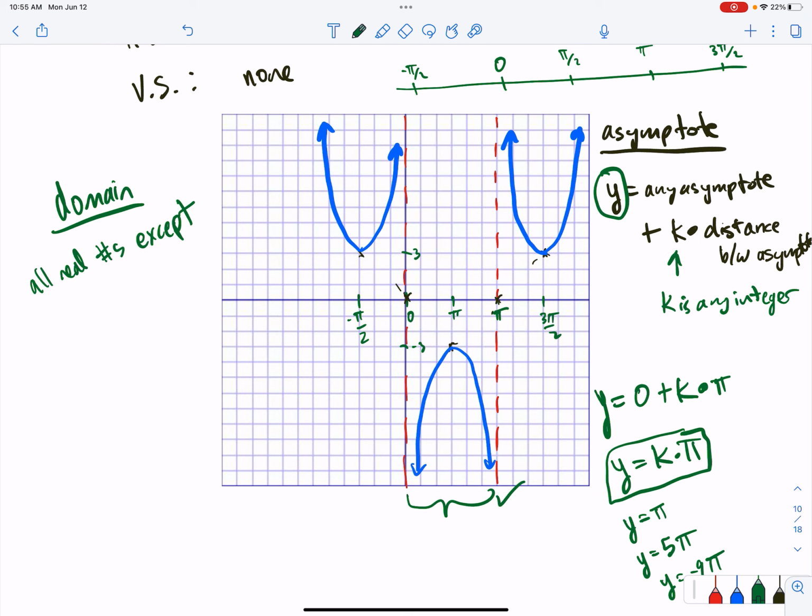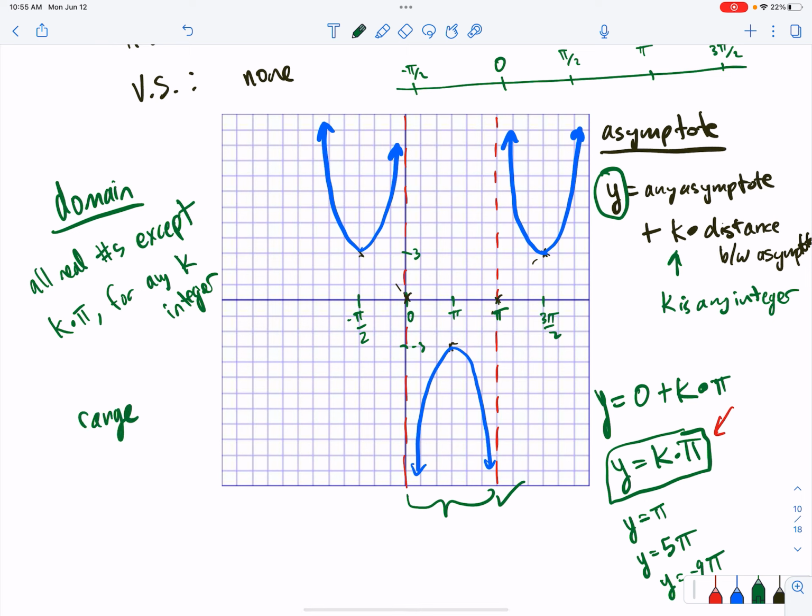Well, we already figured out how we can find the asymptotes. It's anytime we have k times pi. So all real numbers except k times pi for any k integer. So the domain is everything except where we have the asymptotes. That's what that is saying.